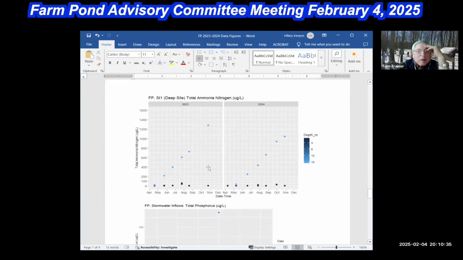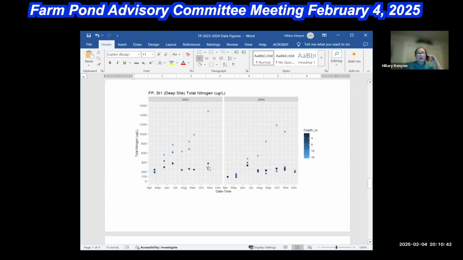I'm blown away by the range of nitrogen you're showing there. That's unbelievable. Yeah, it's very high. Wow. And that's the bottom sample there. So that's as you go through the season.